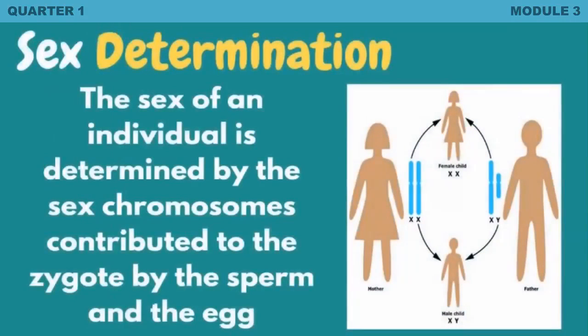The sex of an individual is determined by the sex chromosomes contributed to the zygote by the sperm and the egg. If the X chromosome of the sperm fuses with the X chromosome of the egg cell, the offspring will be female. On the other hand, if the Y chromosome of the sperm fuses with the X chromosome of the egg cell, the offspring will be male. That's why the sex chromosome for female is XX, while XY for male.